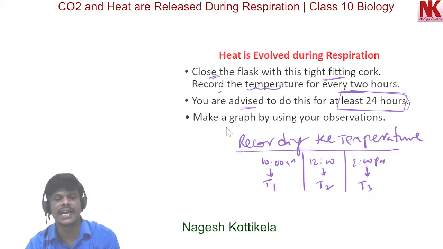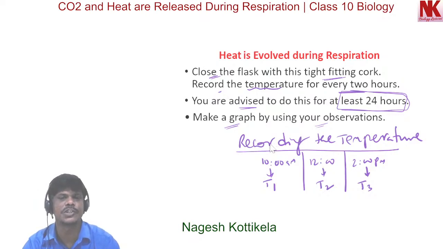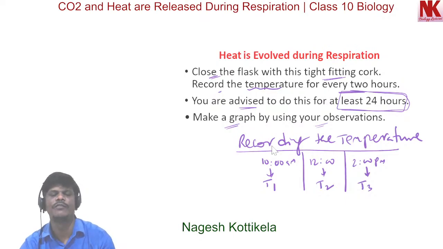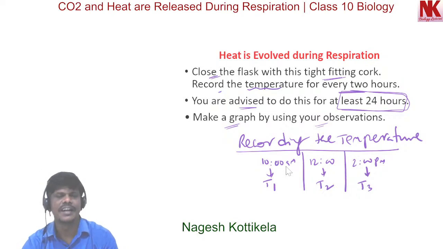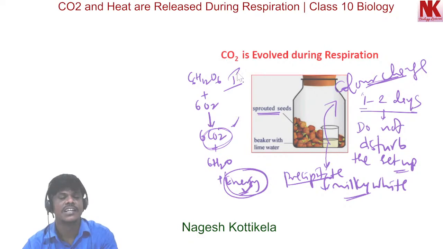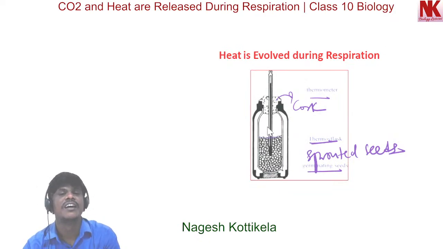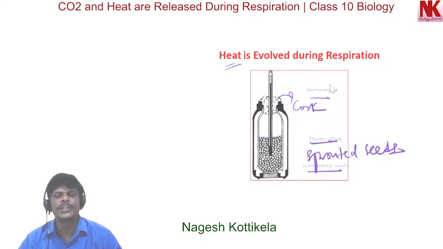Make a graph using the observations. We can make a graph using the observations, and we see that as the rate of respiration of the germinating seeds increases, obviously the temperature rise will be seen in the graph. This is what we need to remember: during the process of respiration, heat energy is released, and because of this heat energy released, the temperature rise can be seen in the thermometer. So we can notice the rise in the temperature, and with this we can conclude that heat energy is evolved during the respiration process. So these are the activities which show that carbon dioxide and heat energy are released during the respiration process.